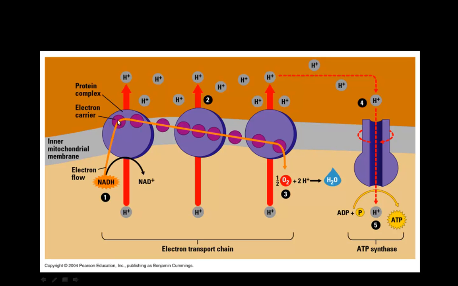So what's going to happen is, as the electrons jump from one to the other and then jump over to here and over to here, they're going to give off energy. And that energy is going to cause those hydrogens, or H pluses, to get pumped over to one side of the membrane.